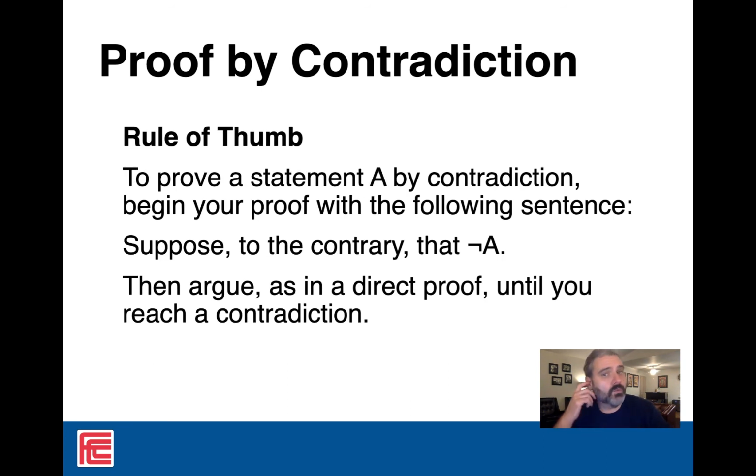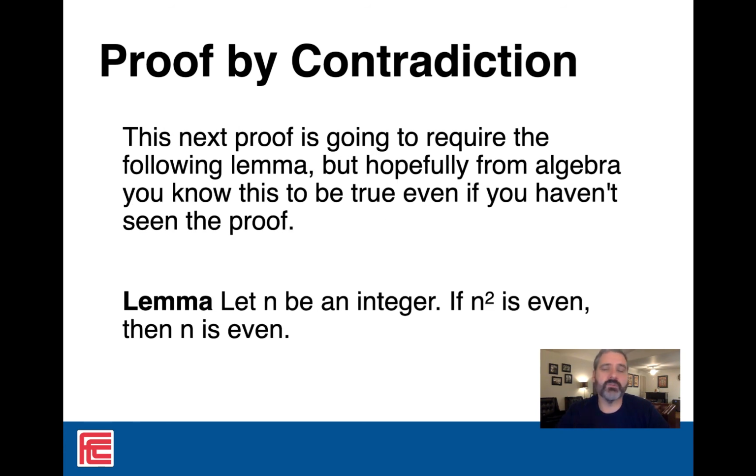So in this case, our rule of thumb is to prove a statement A by contradiction, you just start with the following sentence. Suppose to the contrary that not A. Then argue as you would in a direct proof until you reach something that is always going to be false. There's a pretty famous example of this one. But this one's going to require a lemma. So remember, a lemma is just something that we would have to prove along the way, and then use as part of our larger proof for the thing we're trying to do. I'm going to skip proving the lemma just because it's kind of basic math and you probably know it already, but it's required for this proof. So that's just to say that let n be an integer.